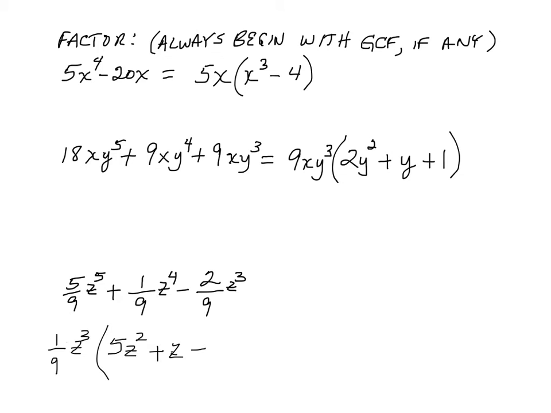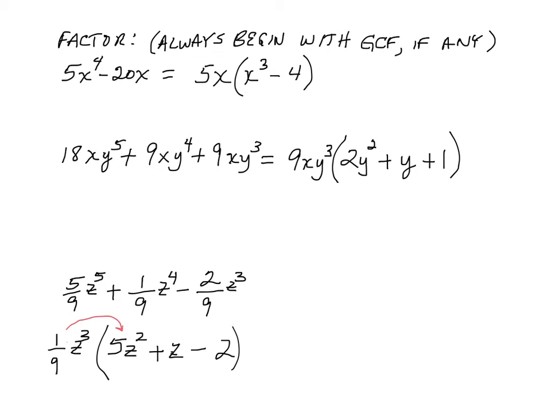Minus what? If I'm factoring out a 1/9, it's going to leave me a 2. But if I'm factoring out a z cubed, there's a z cubed up here. I'm taking that out. Okay? So the z cubed divided by z cubed is just 1. So it leaves us with nothing but a 2. Don't believe me? Just multiply it out.